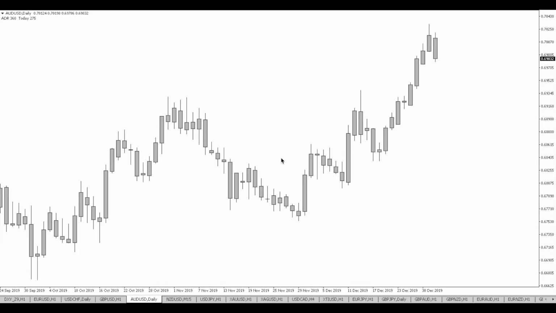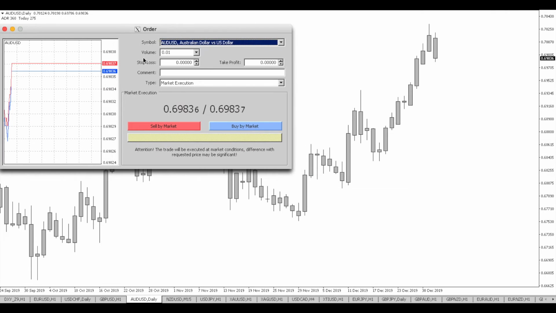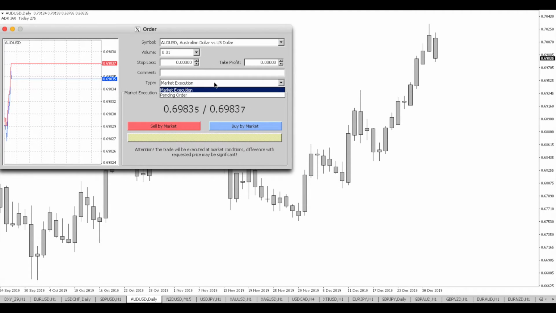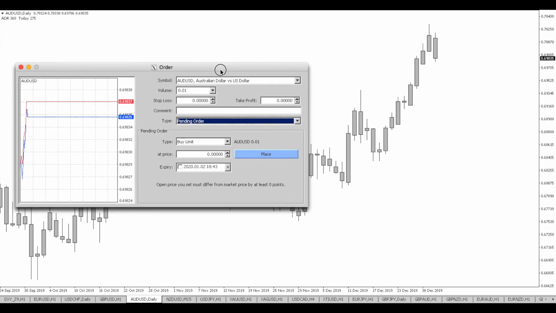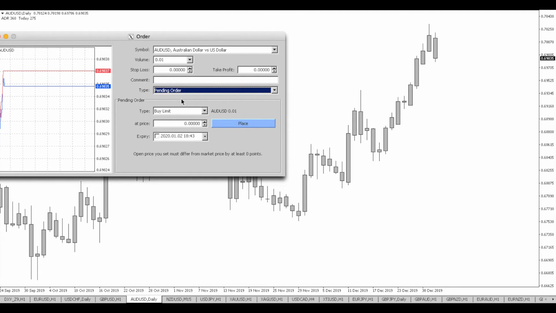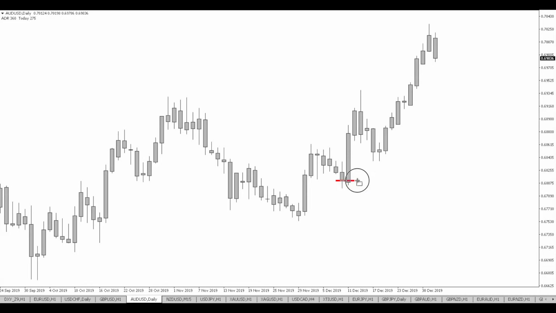I'm going to talk about the different types of entries that you can have. You can see I'm in MetaTrader right now. When it comes to different types of entries, there's a new order here. You can either have market execution, which gets you in the market at market price, or a pending order. The way that we trade, in this example of Aussie dollar, we're looking at buy limits. We're looking for price to go up from here.